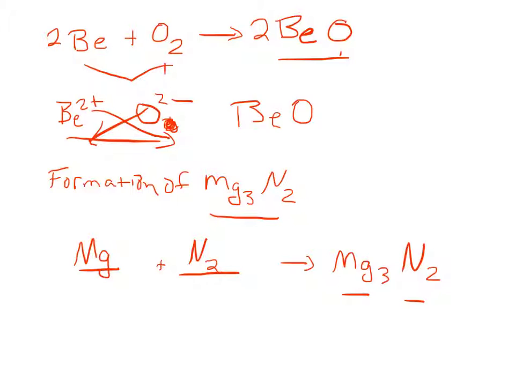And now we need to balance. Looks like there's 2 nitrogens and 2 there, so we would need to put a 3 there. Make sense? All right, let's go on.